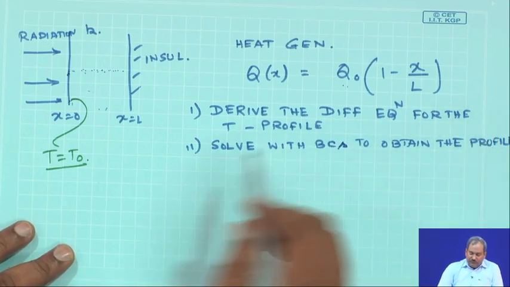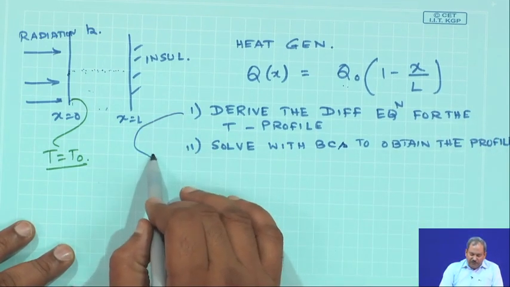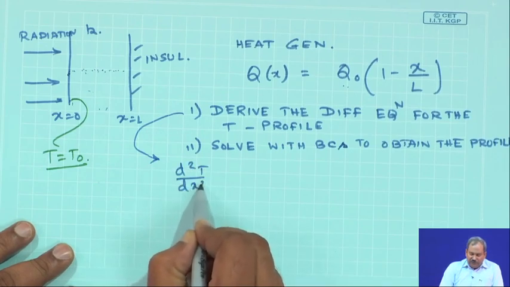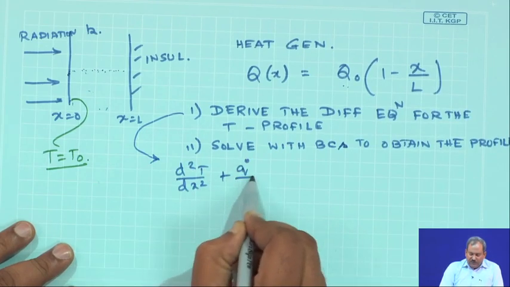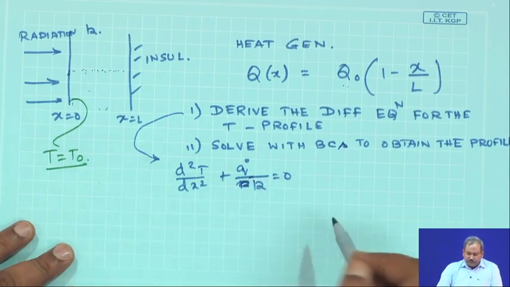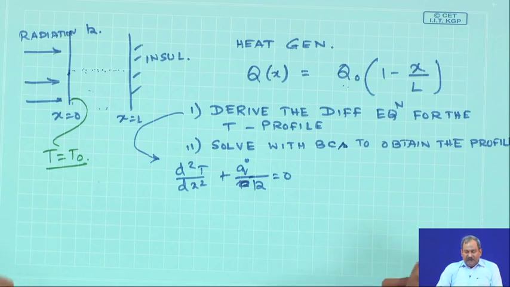I suppose all of you would be able to see that the governing equation is simply going to be d2T/dx square plus q dot by k is 0. The only difference from the previous problems that we have discussed so far is that this q dot is not a constant, but it is a function of x.